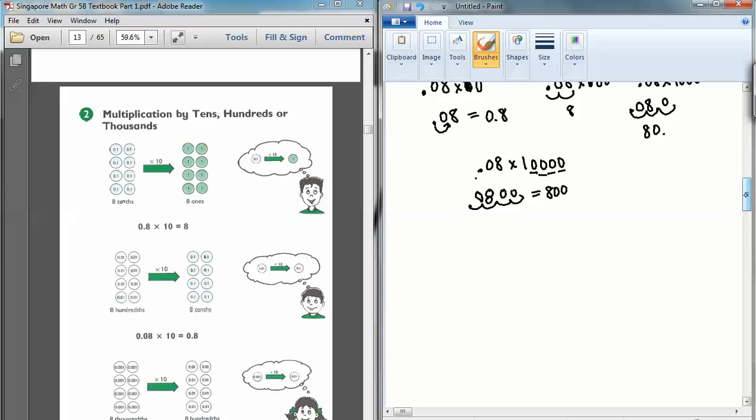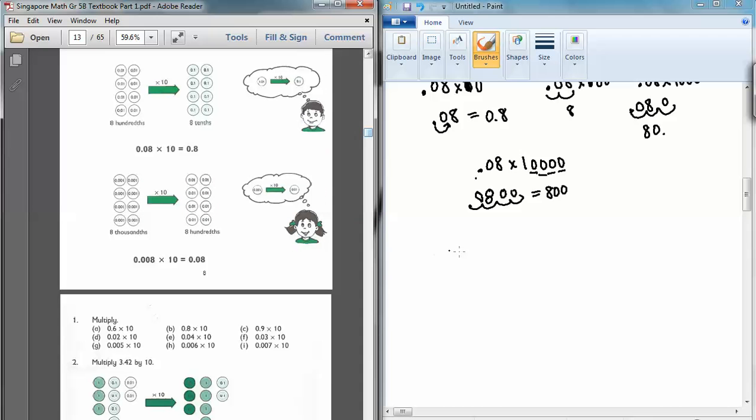Although I'm not sure if that's what Singapore math is asking you to do. I think they're just straight up asking you, okay, what is 0.008 times 10? Well, again, all you do is you move that decimal place one time because there's 1 zero. So that would be 0.08.